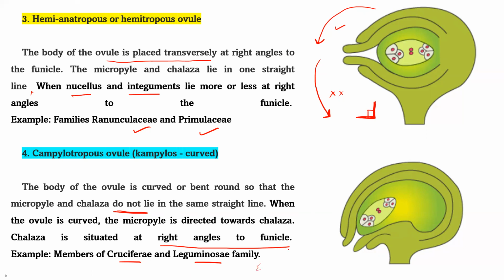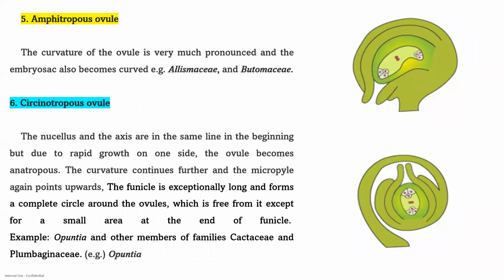The micropyle and chalaza are not in the same straight line. Keep this in mind. These two, finally, the last two, we have the amphitropous ovule.